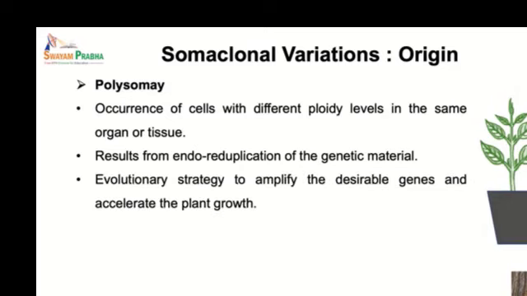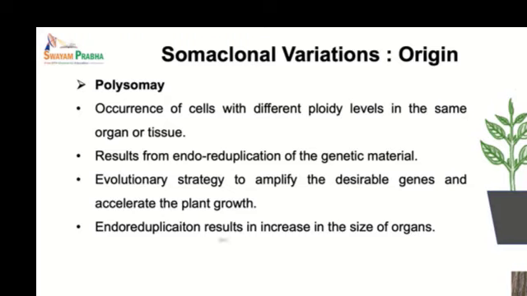Endoreduplication is actually an evolutionary strategy to amplify the desirable genes that are required to synthesize the necessary products for plant growth. It has been suggested to enhance the physiological functions of the cells, as the larger volume will help in tissue expansion and would also help to raise the copy number of the functional genes within those cells where endoreduplication occurs.